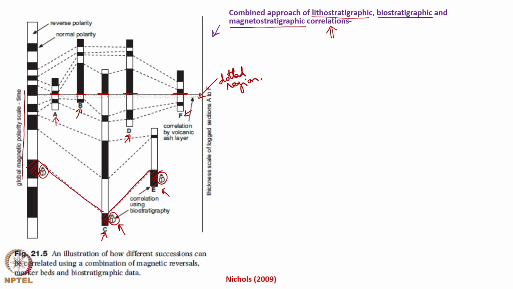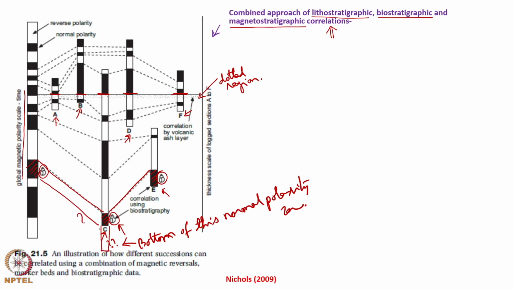We do not know whether below this, writing C, the black zone continues, so we do not know the bottom of this normal polarity zone. Therefore, we have not drawn the bottom line connecting these two. For example, if I join these two, there is no guarantee. Suppose the black zone has continued here, then it would have gone like this.